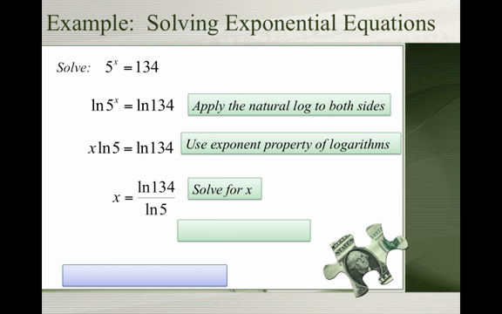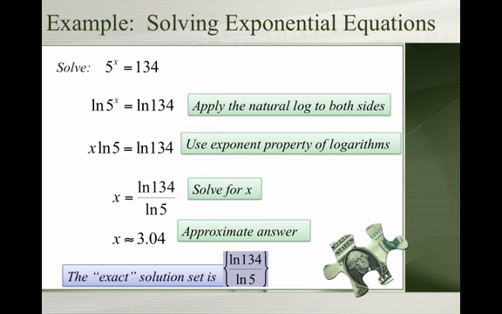This is what's called the exact solution. So be careful with the wording in my math lab. The exact solution is ln of 134 divided by ln of 5. The approximate solution is when we plug it in our calculator and get 3.04. It depends on how my math lab asks as to what you're going to type in the homework. For me, on the exam, I would take either answer. And so the exact solution set is ln of 134 divided by ln of 5.